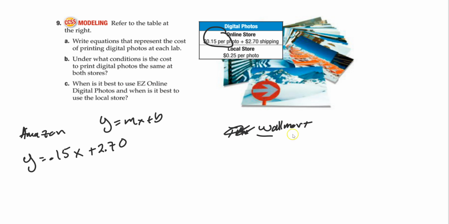I don't think Target does photos. So it's just 25 cents per photo. So there's no shipping costs. So it's just going to be y equals 0.25x. That is it. So those are my two equations.